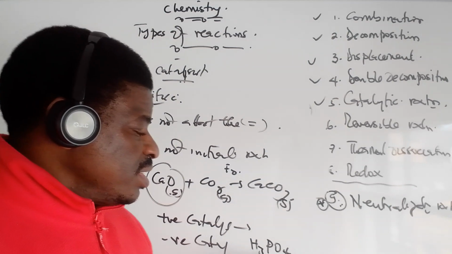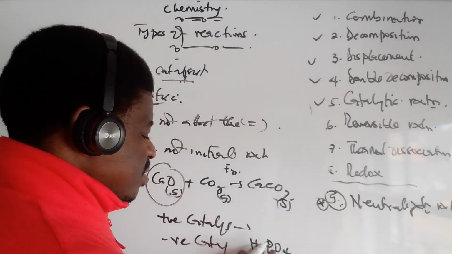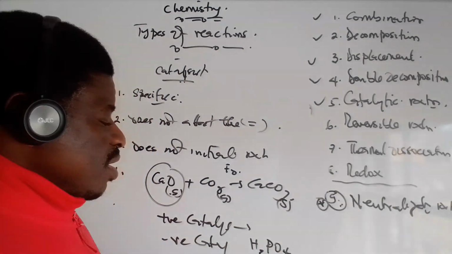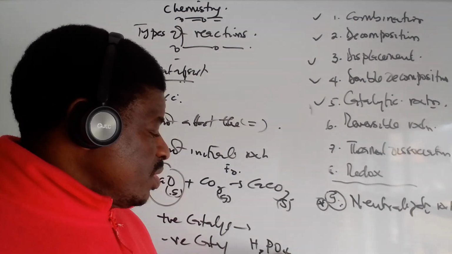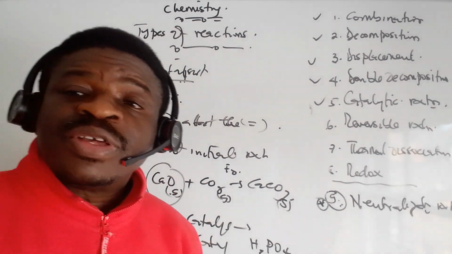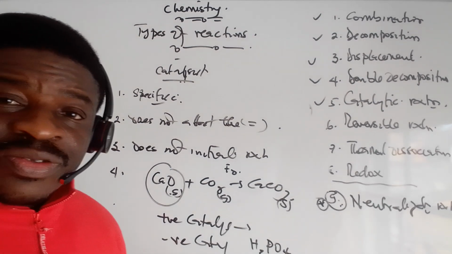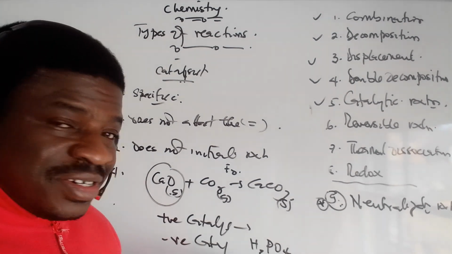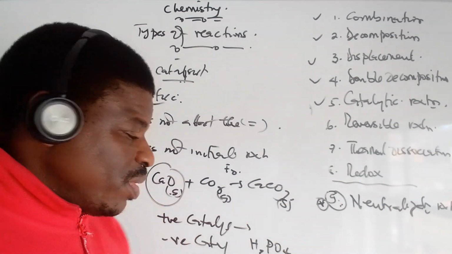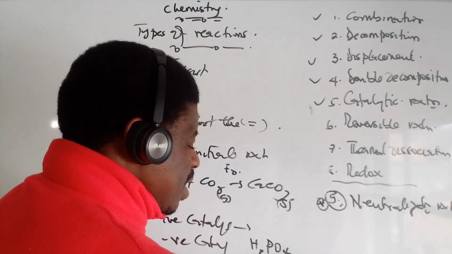Hydrogen peroxide, we have the tetrahydrophosphate and 5-acid that decreases. So this is a negative catalyst. It decreases the decomposition of hydrogen peroxide to water and oxygen.